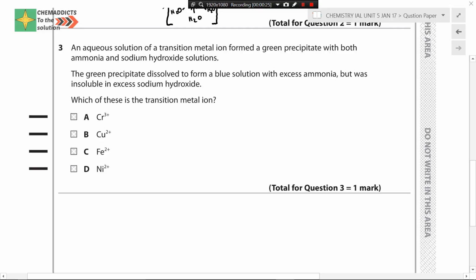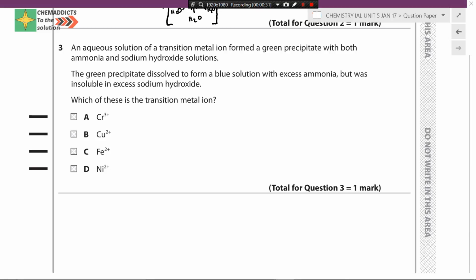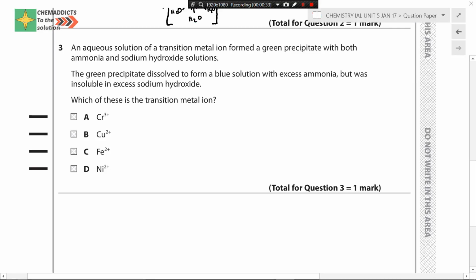Okay, so now let's solve question 3 of this question paper. At first let us change the color of this pen. The question says an aqueous solution of a transition metal ion formed a green precipitate with both ammonia and sodium hydroxide solutions. The green precipitate dissolved to form a blue solution with excess ammonia but was insoluble in excess sodium hydroxide. Which of these is the transition metal ion?